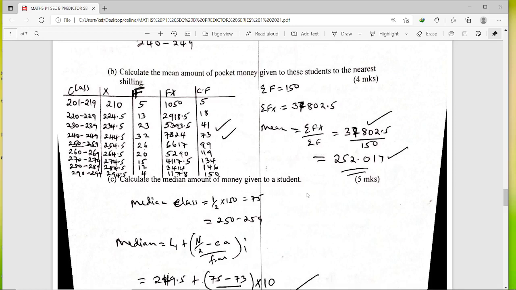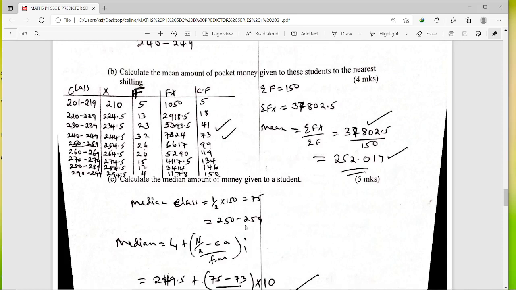Now we can get the median amount of money that was given to each student. To get the median, we need to know the median class. The median class is found using half of the cumulative frequency, which is half of 150, 75. Now we look at the cumulative frequency and see where 75 can lie. 75 cannot be on 73, because 73 is less. 75 can be on 99. So it can only be where there is a 75 or more than 75. So if it lies here, our median class will be 250 to 259.